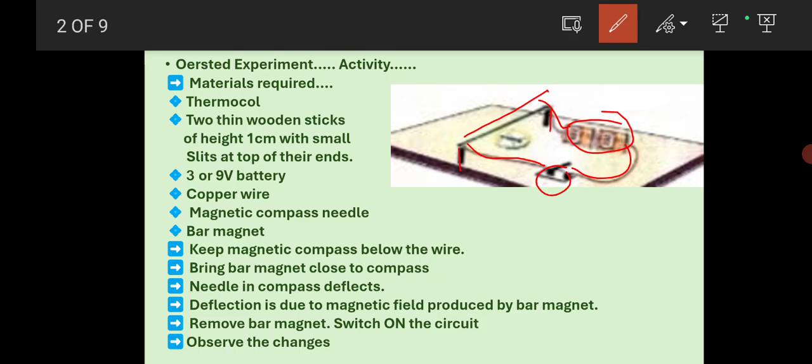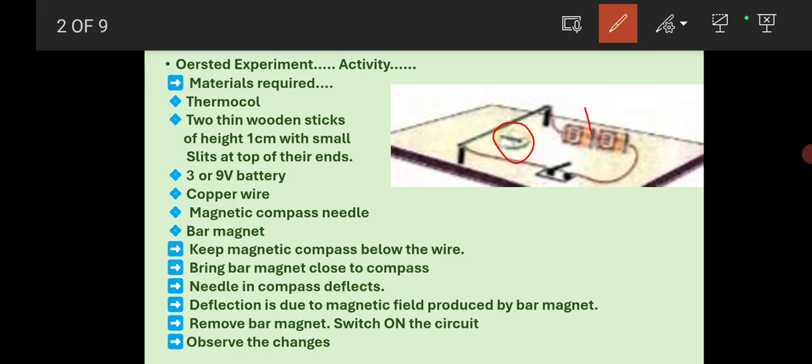First, don't switch on the battery; keep the battery in off position. Now this is the compass needle, the circle which I drew. He kept the compass needle below the wire. See the diagram, he kept the compass needle below the wire.